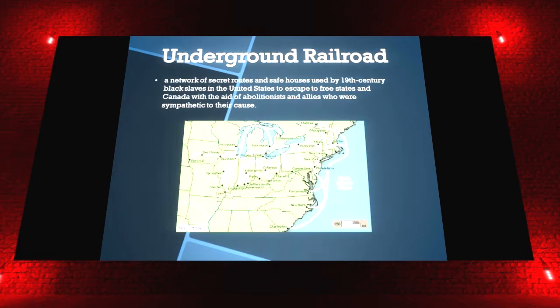The Underground Railroad was a network of secret routes and safe houses used by 19th century black slaves in the United States to escape to free states and Canada, with the aid of abolitionists and Northerners who were sympathetic to their cause. This led to conflict due to the fact that the South felt that the North was robbing them of their property, the slaves, and this led to a lot more tension between the North and the South over slavery.